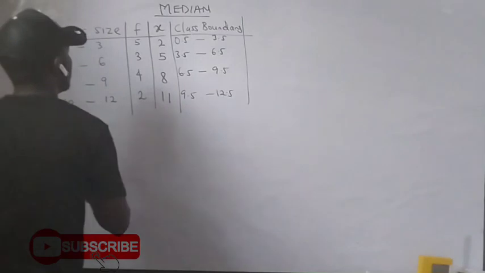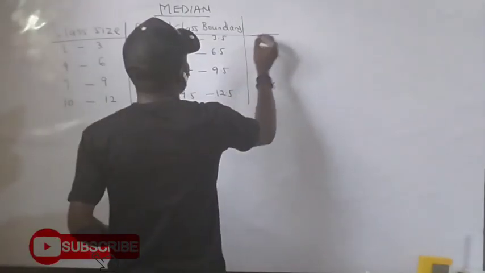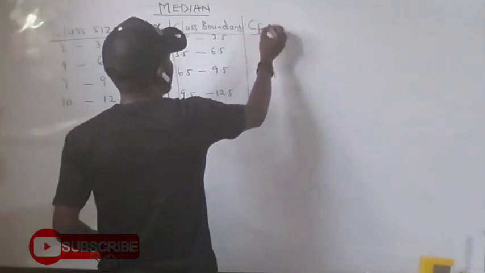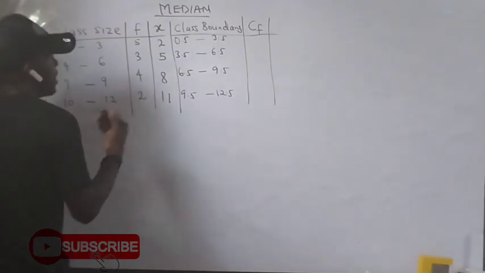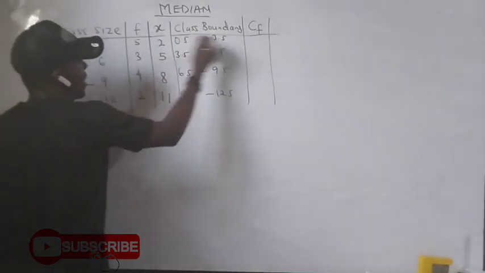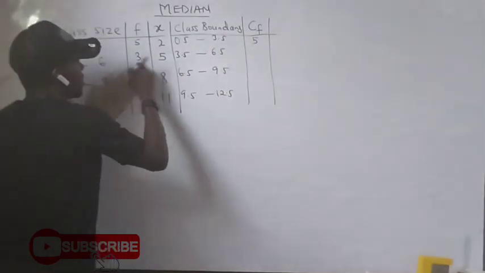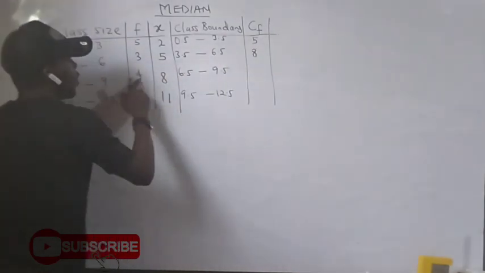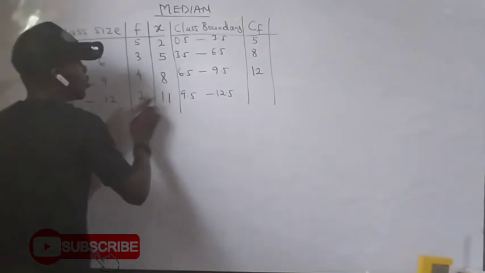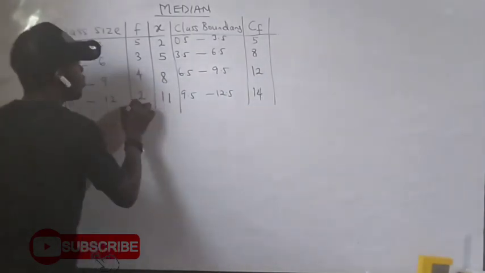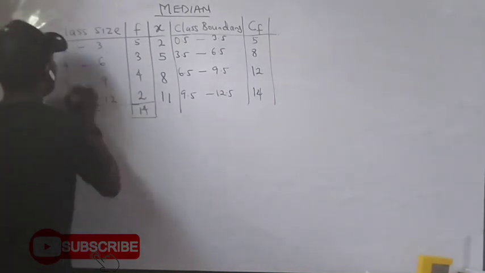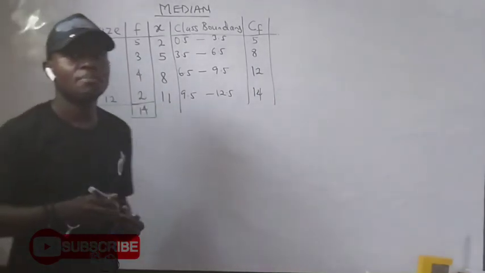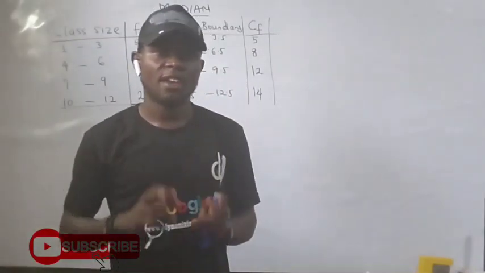Then the next thing I need to complete my table is my cumulative frequency, which you can also denote with capital F. It simply means the same thing. So how do I generate my cumulative frequency? I will have my 5 first written here. 5 plus 3 gives me 8. 8 plus 4 gives me 12. 12 plus 2 gives me 14. Then my total frequency is also 14. Then my table is set to compute my median and my mode.